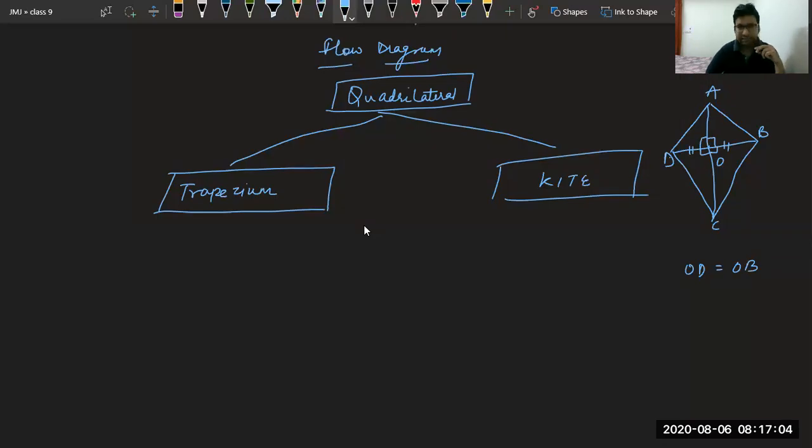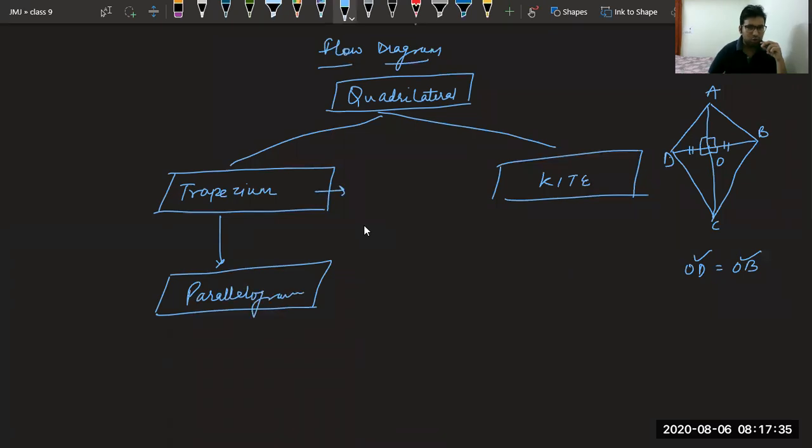Now, let's see. So, just giving you some extra information about kite, because 15 August is coming, so you can observe also. OD equal to OB, that means only this diagonal is bisected, the smaller one. And the angle between diagonals is 90 degree. That's it. Now, in trapezium, we have one type, that is parallelogram. It is a special trapezium, parallelogram.